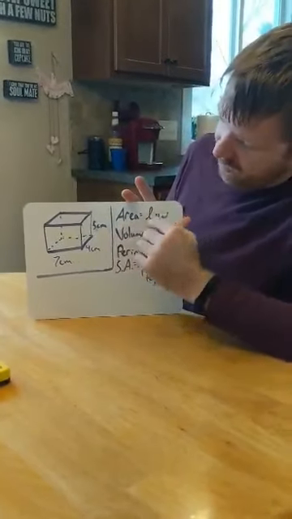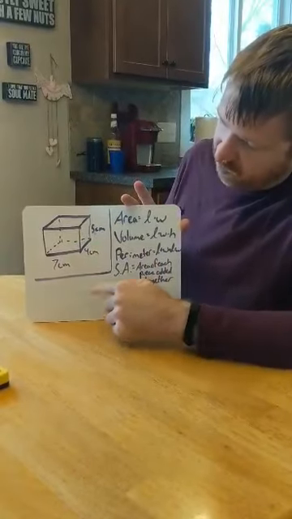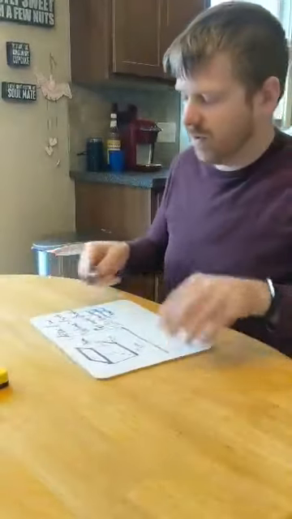So for area, it's just length times width. So here's my length and here's my width. So 7 times 4 gives me 28 centimeters squared. So I'm going to write that right there.